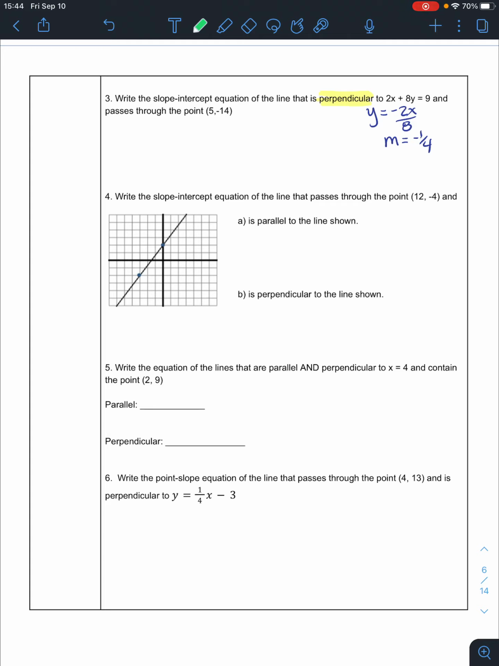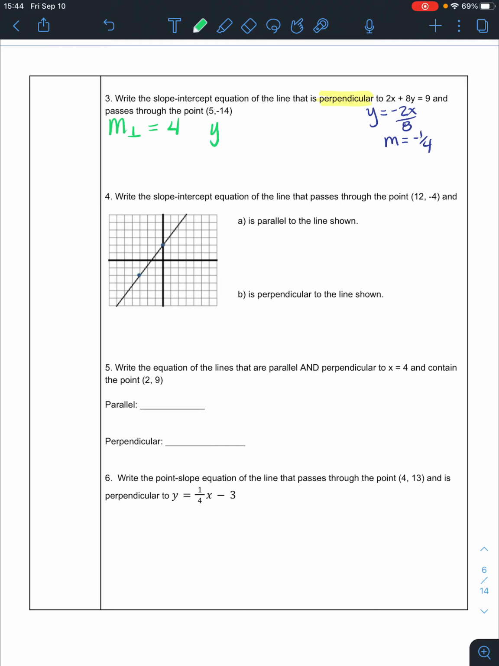My slope is perpendicular, so it's the opposite reciprocal. I did some rearranging to get that 2x plus 8y equals 9 into slope-intercept form and found out that my slope is -1/4. So that's the slope of the original line. The slope of the perpendicular line, so I'll make a notation like this, the slope of the perpendicular line would be opposite, so it'll be positive, reciprocal, so you flip over the 1/4 and you get 4/1 or 4. So now we have our point and our slope that we need to be able to write the equation.